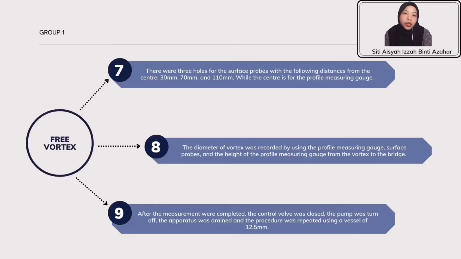Number 7, there were 3 holes for the surface probe with the following distances from the center: 30 mm, 70 mm, and 110 mm, while the center is for the profile measuring gauge. Number 8, the diameter of the vortex was recorded by using the profile measuring gauge, surface probes, and the height of the profile measuring gauge from the vortex to the bridge. Number 9, after the measurements were completed, the control valve was closed, the pump was turned off, the apparatus was drained, and the procedure was repeated using a vessel of 12.5 mm.